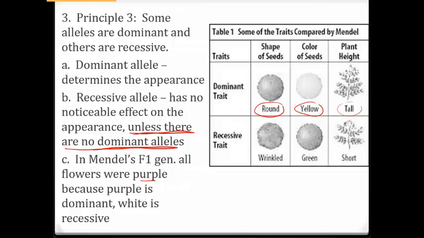Purple flowers is dominant. So when you had that purple flower with the white flower, that parent was passing on the gene for purple. The other parent was passing on the gene for white, and all of the offspring had a white allele and a purple allele. Well, purple was dominant, so the outward showing for the plant was purple.